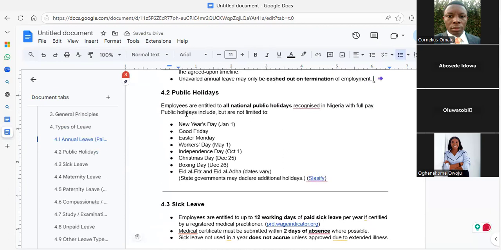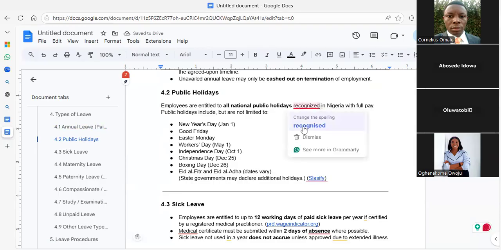So, public holidays. Employees are entitled to all public holidays recognized in Nigeria with full pay. Now, I was once in an organization where the MD would tell you, no, the government paying me is a whole lot. I don't want to be in that kind of organization anymore. So please, always fight it out. Public holidays, if they are not allowing them, let them pay a bonus.